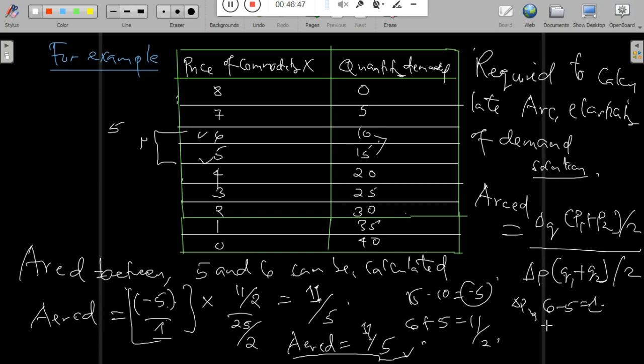So 6 times 5 is equal to 1. So to obtain these quantities, we will divide by 1 of the given value. So the answer now, if we equate the equation, would be equal to 11/15. So that is how we calculate the arc elasticity of demand from the given data set.